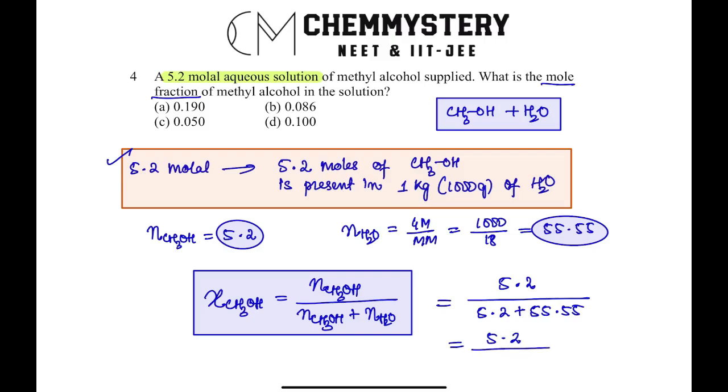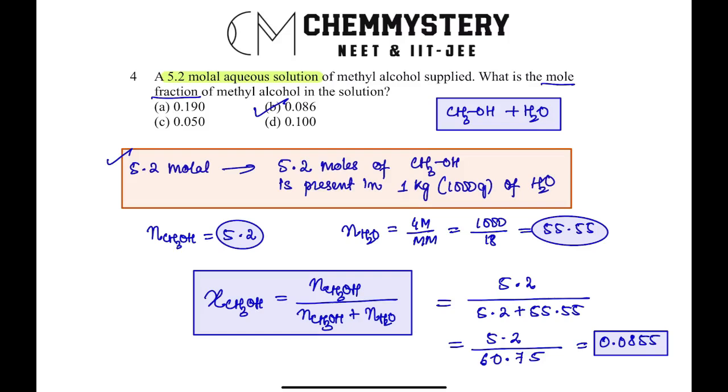How much are we getting? 5.2 divided by 60.75, right? After calculation, we'll be getting 0.0855. This is the mole fraction for the solute. So 0.085 or 86. B will be the answer.